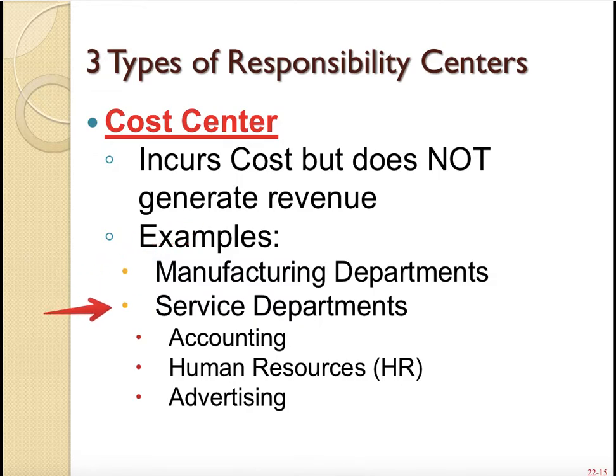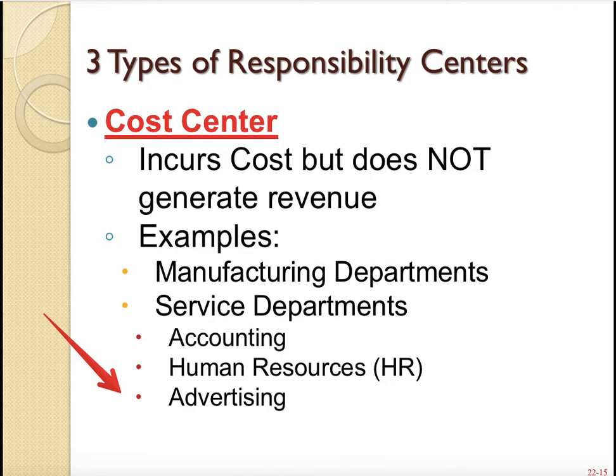Another example are what we call service departments. Service departments are areas of the business that provide a service to the business overall, but they don't sell anything. So, for example, accounting, my favorite department, they're responsible for providing financial information, but they don't sell anything. HR, they're responsible for making sure all the paperwork is filed and the benefits are set up, but they don't sell anything. Advertising, even. Okay, so advertising, you might think they sell something, but they don't actually sell anything.